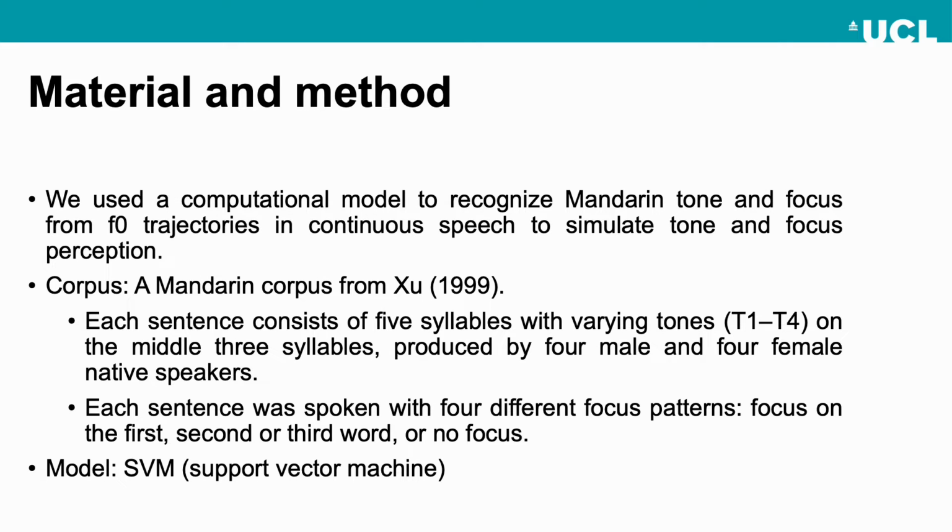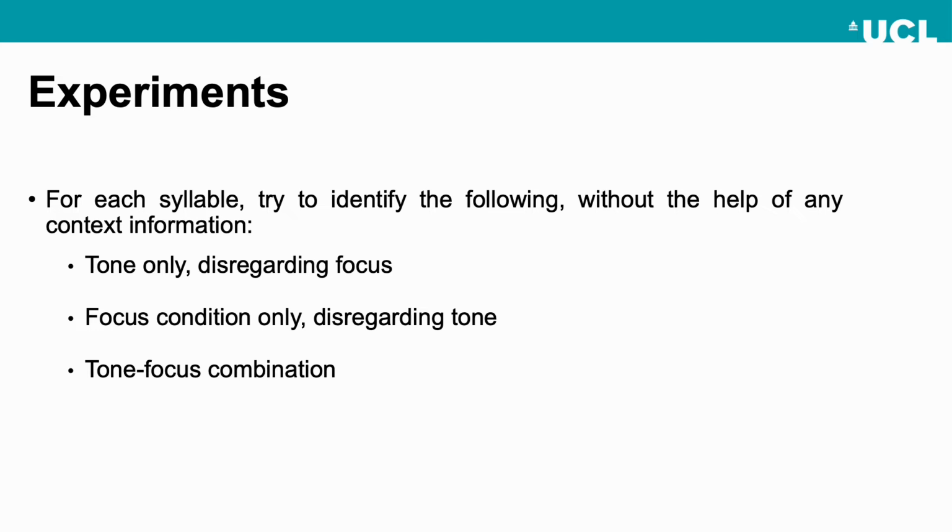In this study, we try to indirectly answer questions by computationally simulating the perceptual recognition of tone and focus. We applied the support vector machine model to recognize tone and focus from F0 trajectories in an experimental Mandarin corpus which was designed with 4 tones and 3 focus patterns. 3 sub-experiments were run to compare the recognition strategies: recognizing tones only, recognizing focus only, and recognizing tones and focus at the same time. The input are syllable-sized F0 contours in hertz or in semitone.